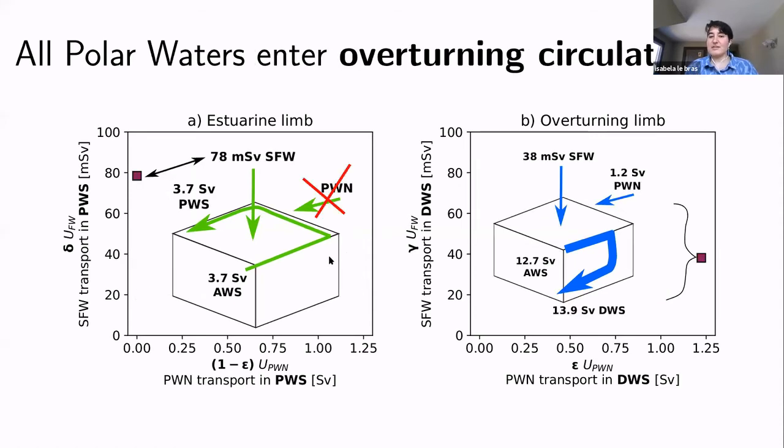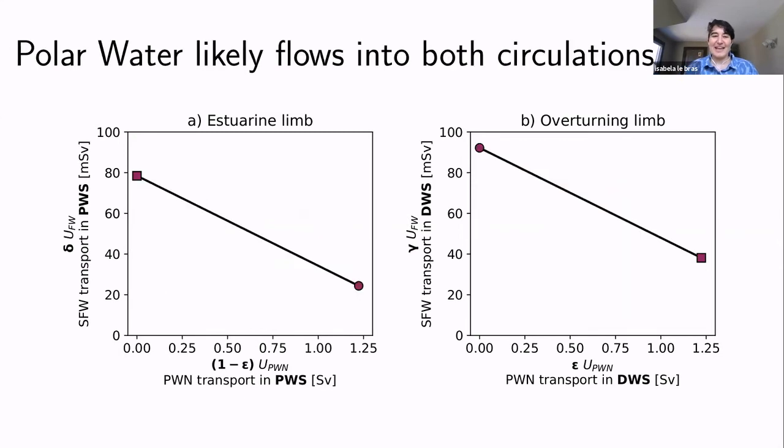And then we can do the thought experiment at the opposite extreme. What if no polar water participates in this estuarine limb? Then our solution is somewhere here. We have zero polar water north here, so we need a lot more surface freshwater flux in order to close these budgets. And the same idea again here. But we know probably neither of these solutions is the right one. In fact, polar water likely flows into both circulations, and our real solution is going to be somewhere along this line.